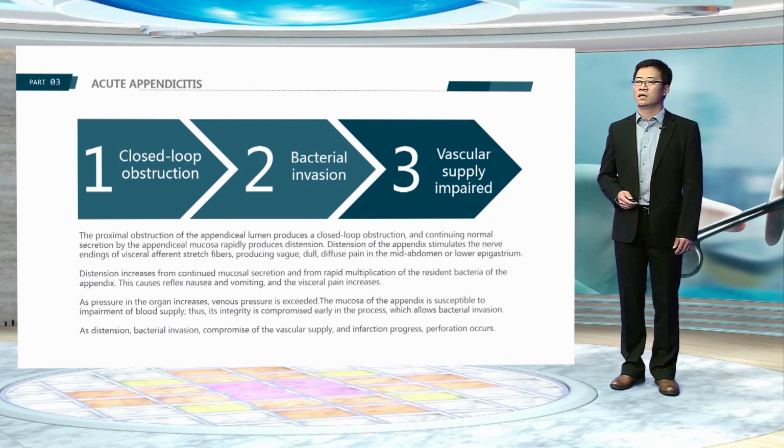The mucosa of the appendix is impaired of blood supply. The integrity is compromised early in the process, which allows bacterial invasion. With distension, bacterial invasion, and compromise of vascular supply, the infection progresses and perforation occurs.